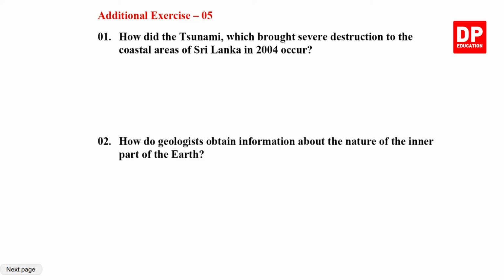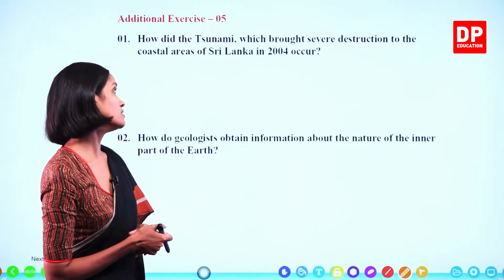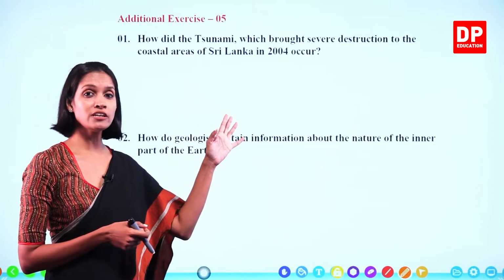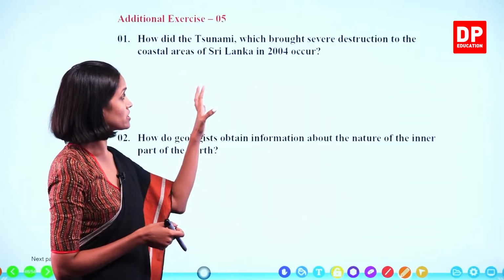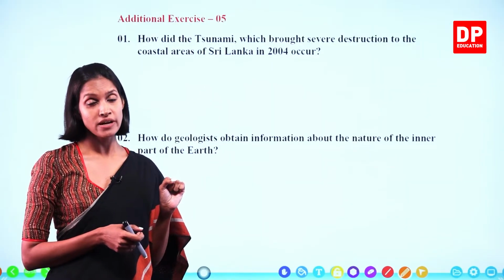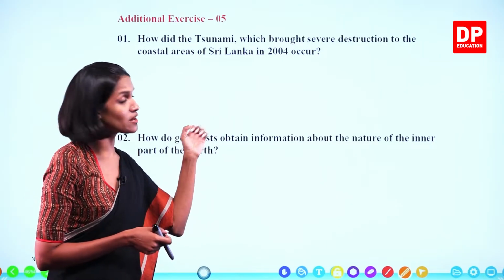Number 5, question number 1. How did the tsunami, which brought severe destruction to the coastal areas of Sri Lanka in 2004 occur? So I explained to y'all, in 2004, 26th of December, a tsunami occurred in Sri Lanka, right? Why did that happen, children?